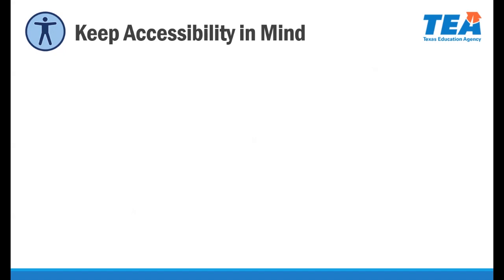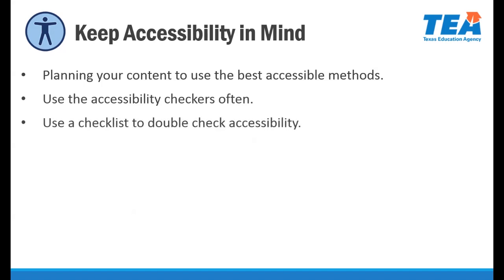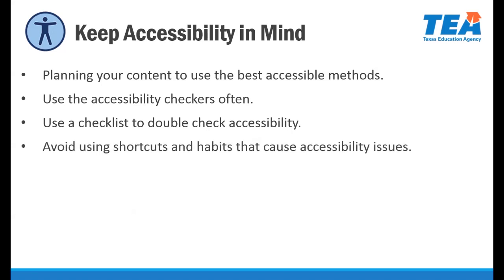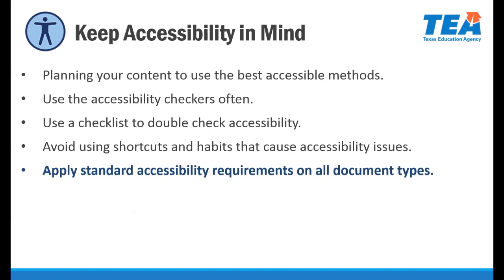The best way to start with accessibility is to keep accessibility in mind when working with your content. This means planning your content to use the best accessible methods, making sure you're using the accessibility checker often, using a checklist to double check for accessibility, avoiding shortcuts and habits that cause accessibility issues, and applying the standard accessibility requirements on all your document types.